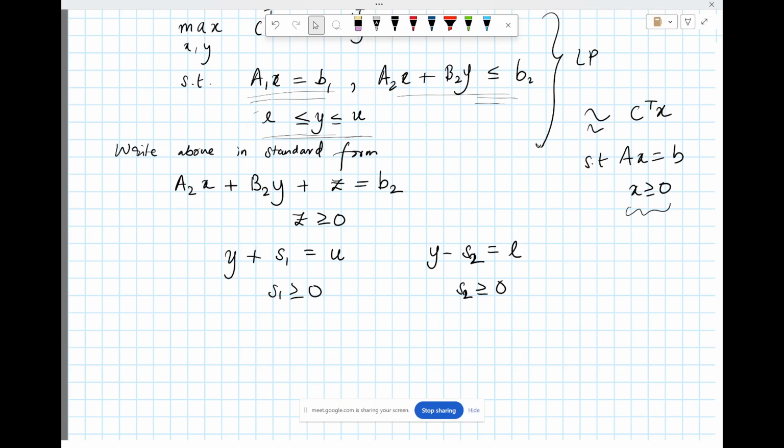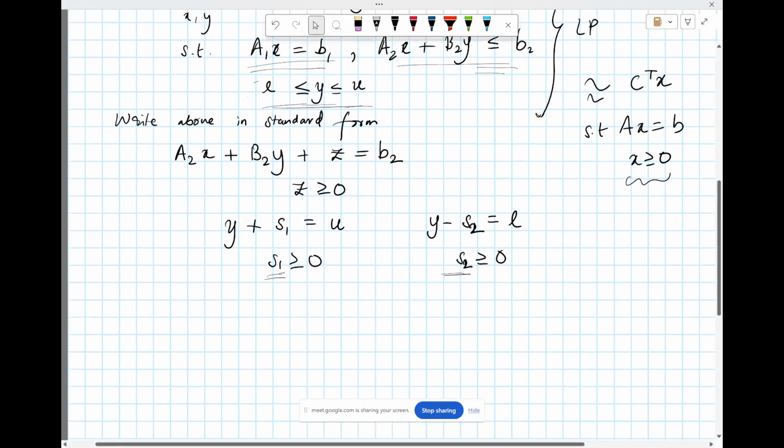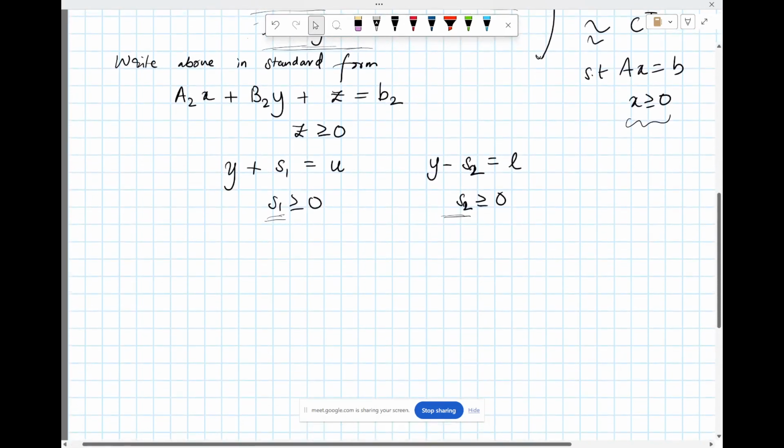Here we converted these to equality constraints using the surplus and slack variables. This is a slack variable, this is a surplus variable, both are greater than 0. Now the only problem that we have is that we don't have y greater than 0 and x greater than 0. So how do we take care of that?